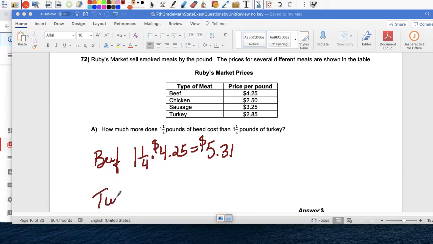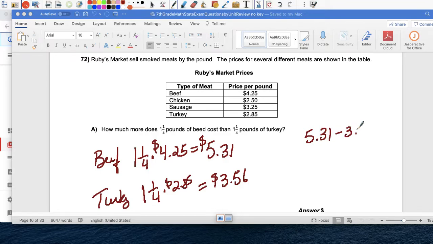The turkey is $2.85. We're going to buy 1 1/4 pounds again. So let me write that down. 1 1/4 pounds. I'm going to multiply that by $2.85. So 1.25 times 2.85 gives us $3.56 rounded. So obviously the beef is more expensive. $5.31 minus $3.56, and the difference in price is $1.75.